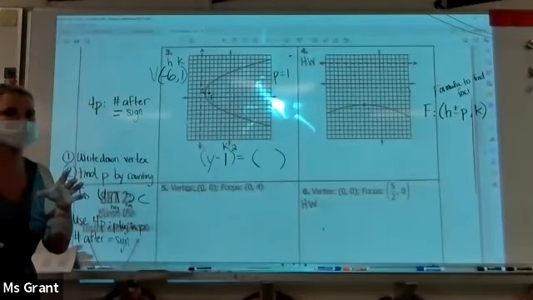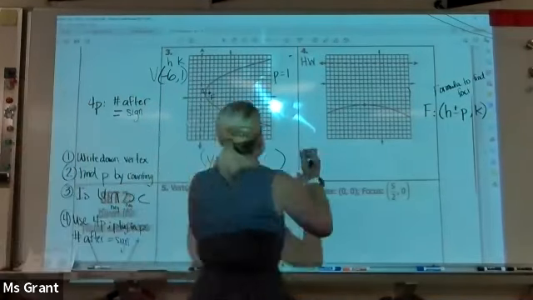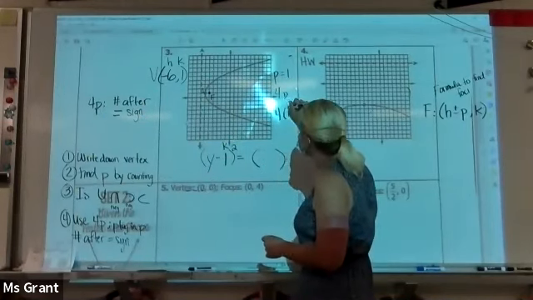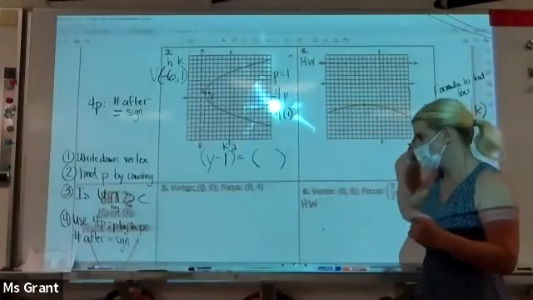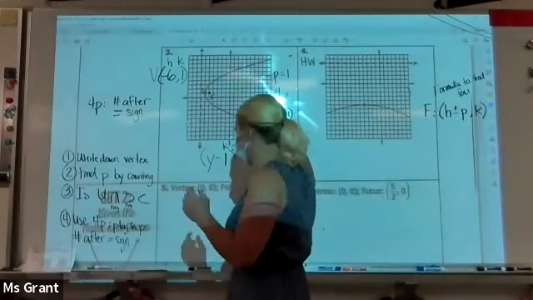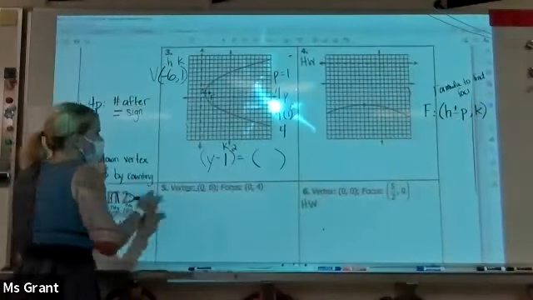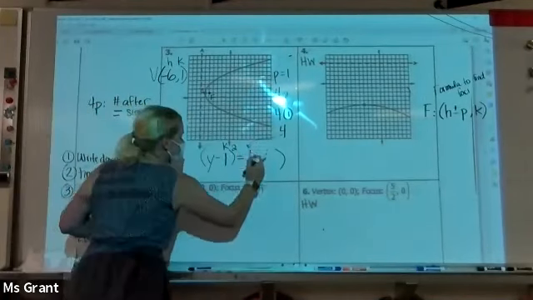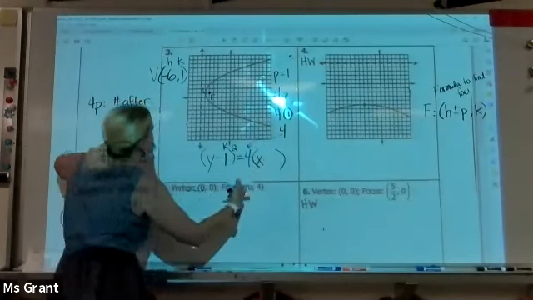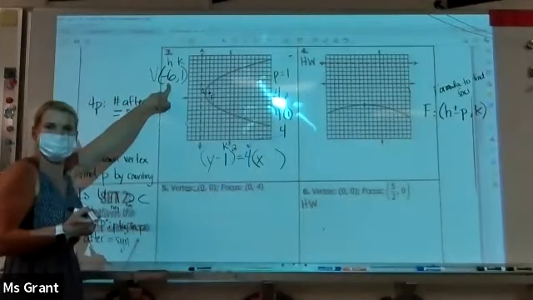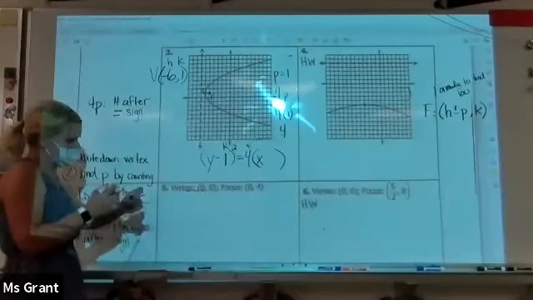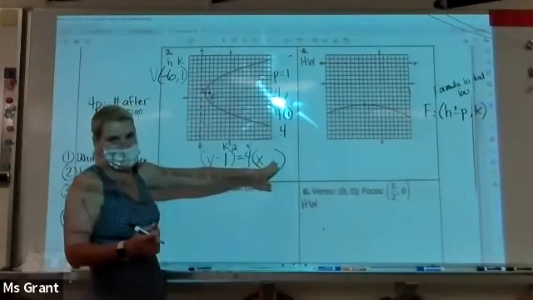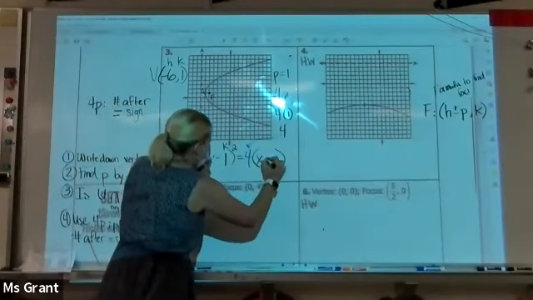I haven't found the number after the equal sign yet. I have to say it's 4p. P is 1. The number after my equal sign is 4. X, oh, minus 6. I don't write minus 6. Opposite sign for K. Plus 6.